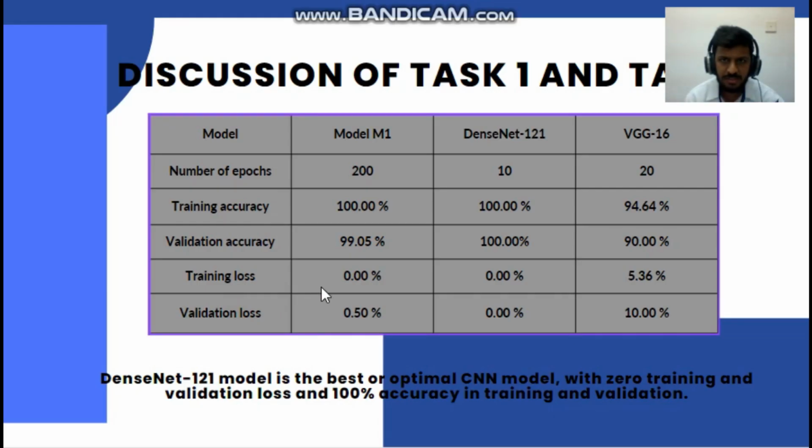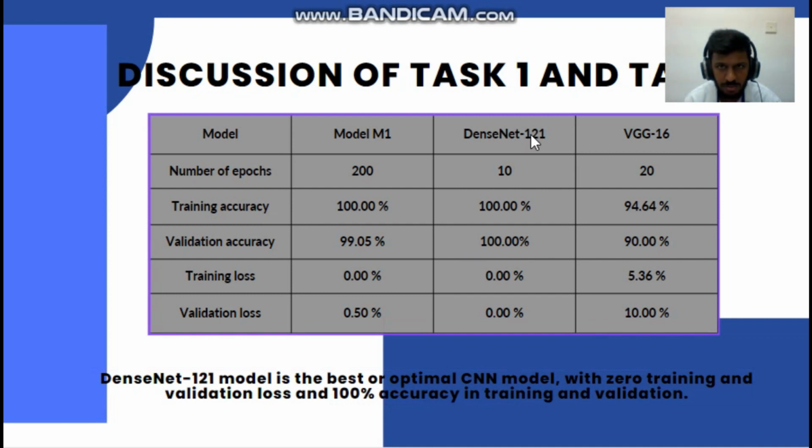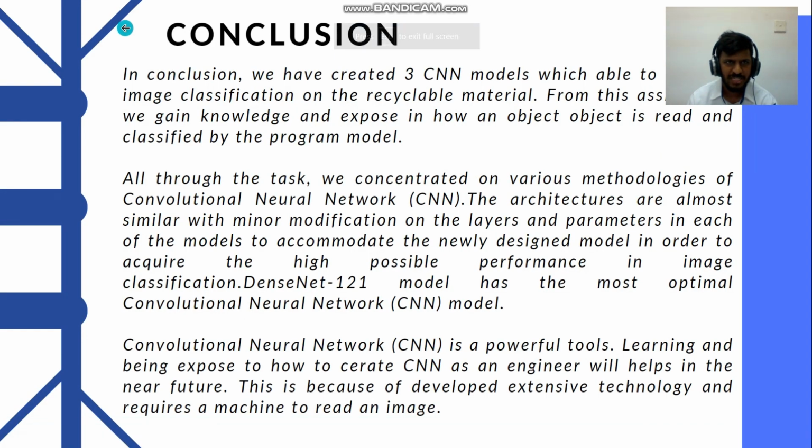For the discussion of task 1 and task 2, as you can see, there are three types of model, which are model 1, M1, DenseNet 121, and VGG16. The most optimal CNN model, with zero training and validation loss and 100% accuracy in training and validation, is DenseNet 121. So that's all for the discussion. Thank you. Next, the conclusion for this project.